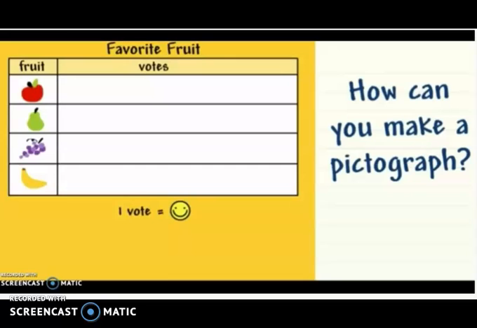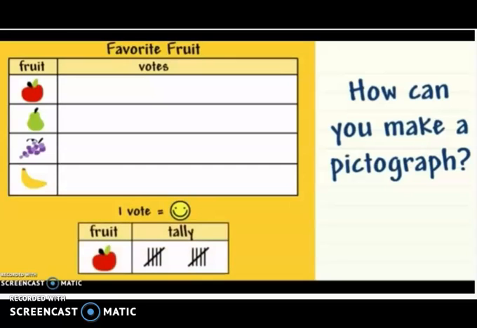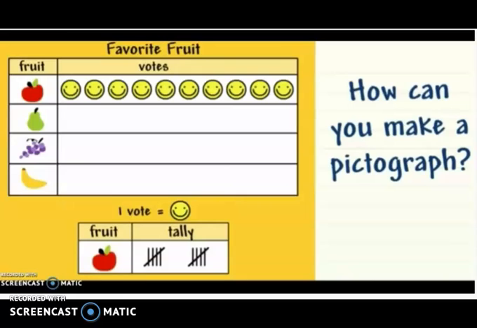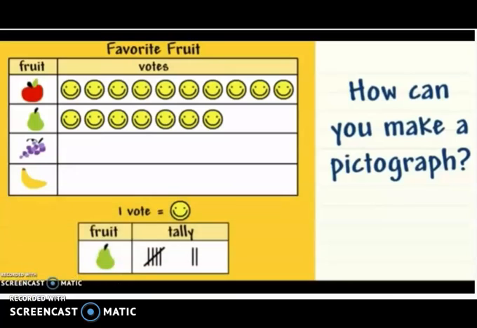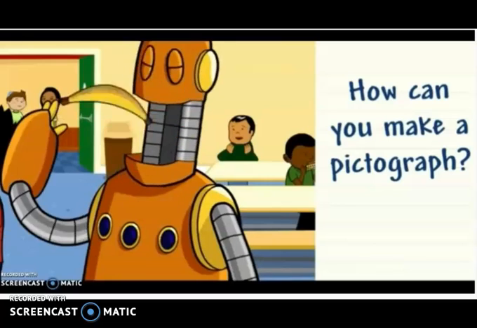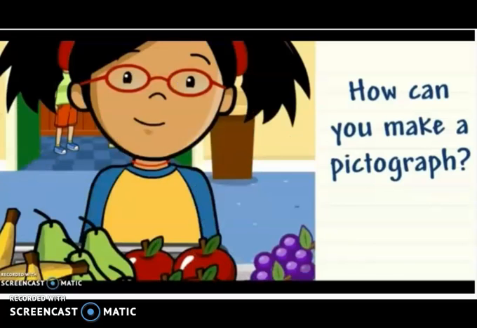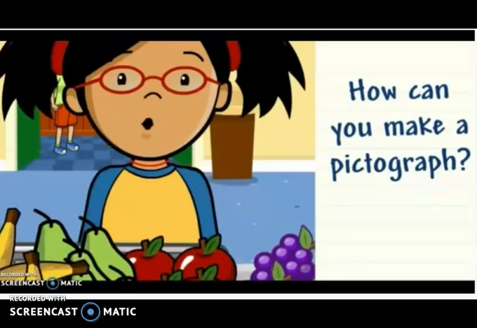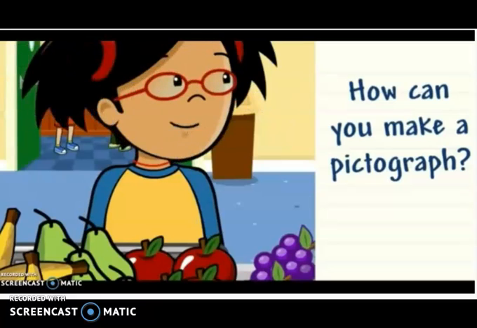Then, I fill in the pictograph. Since 10 people voted for apples, I draw 10 smiley faces in the graph. 7 people liked pears, so I draw 7 smiley faces in the graph. 2 people voted for grapes. 6 people voted for bananas. Pictographs help organize and show data or information so you can understand it better.